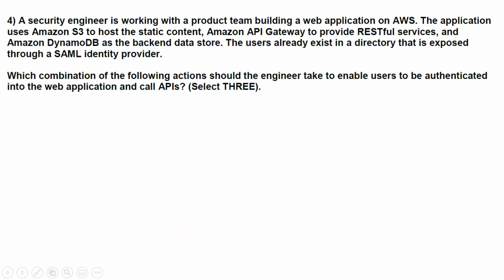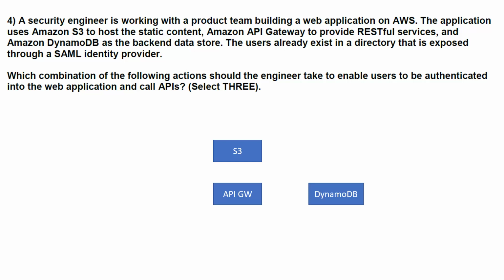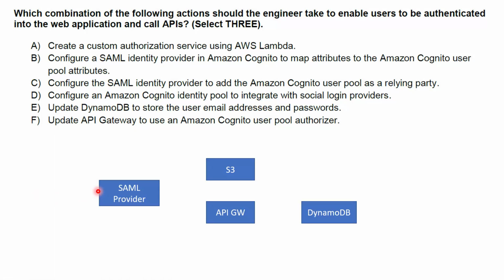For the next question, we have a web application with the following components. S3 is used for hosting the website, API gateway for RESTful services, DynamoDB as the database, and there is also an existing SAML provider that has the user identities. And only the users in the SAML identity provider can access the web application. So we need to pick 3 choices that support this configuration. Now, SAML identity providers are natively supported within AWS. Let's look at the answer choices.